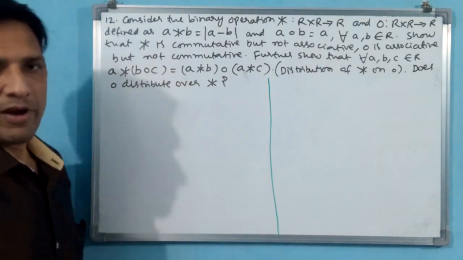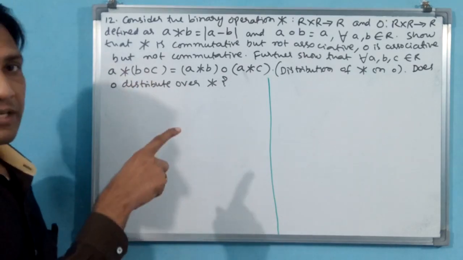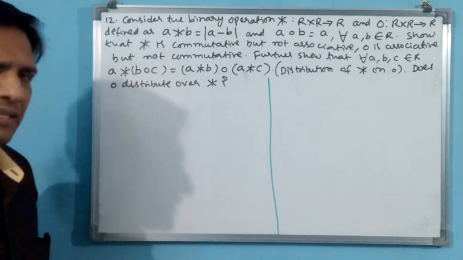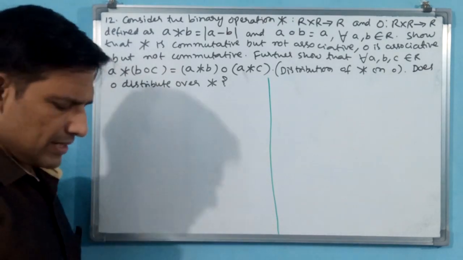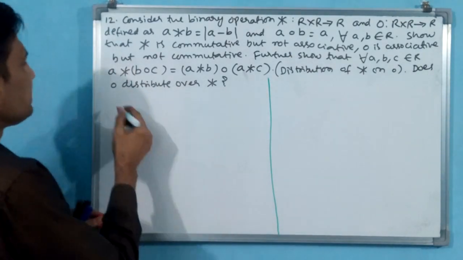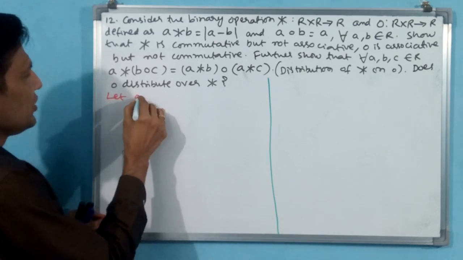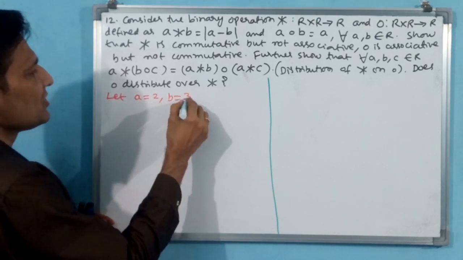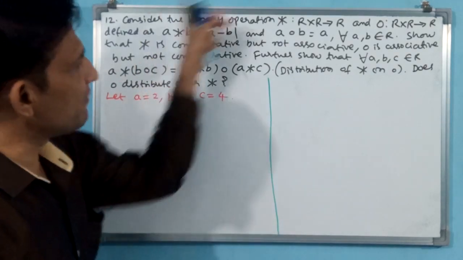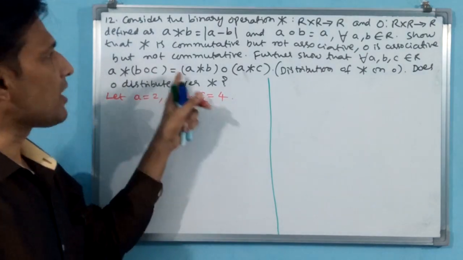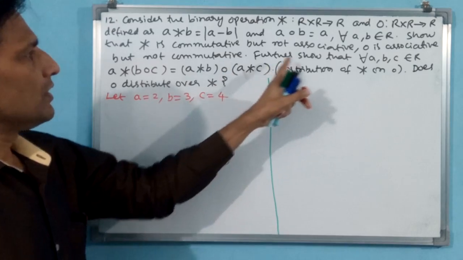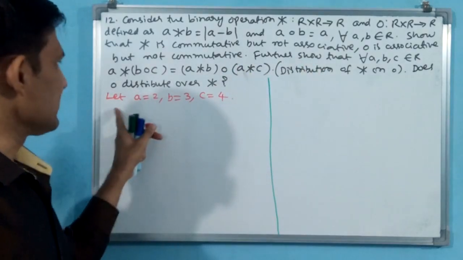Let us tackle one by one. First we take one operation. Before that, let us take A is equal to 2, 3, 4 or something like that. Now you see, let A is equal to 2, B is equal to 3, C is equal to 4. These three elements we will apply for all the operations. That means star, O, commutative, associative, for both, distributive, all we will apply with these 2, 3, 4 only.